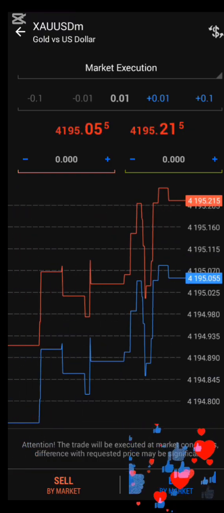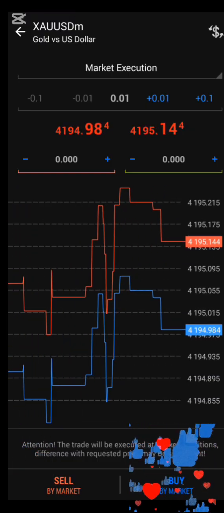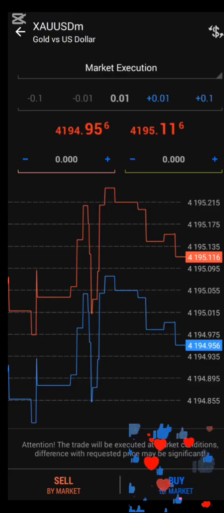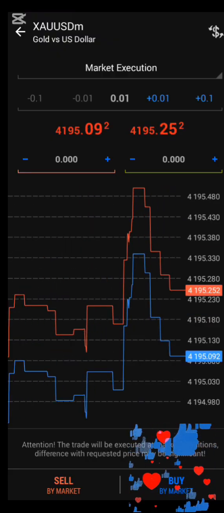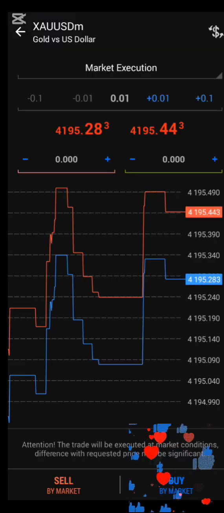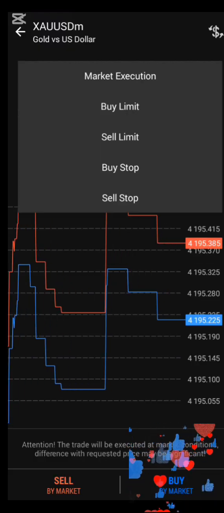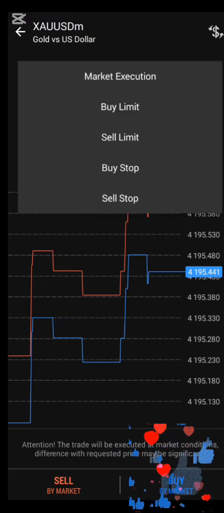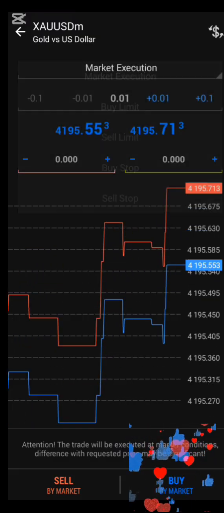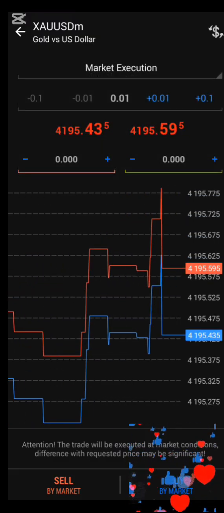You see market execution, which means whatever trade you take will be taken at once. Market execution, you execute at the market price regardless of where it is. Now if you click on it, you see buy limit, sell limit, buy stop, sell stop. These are ways of taking trades, and we are going to talk about that in our next class.